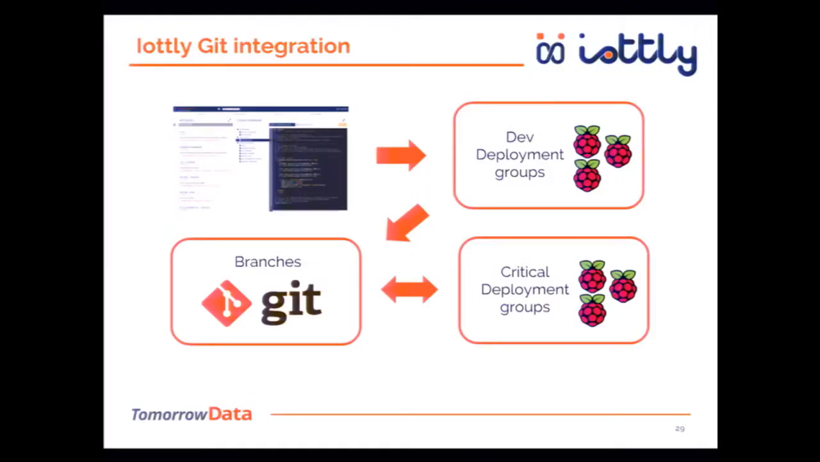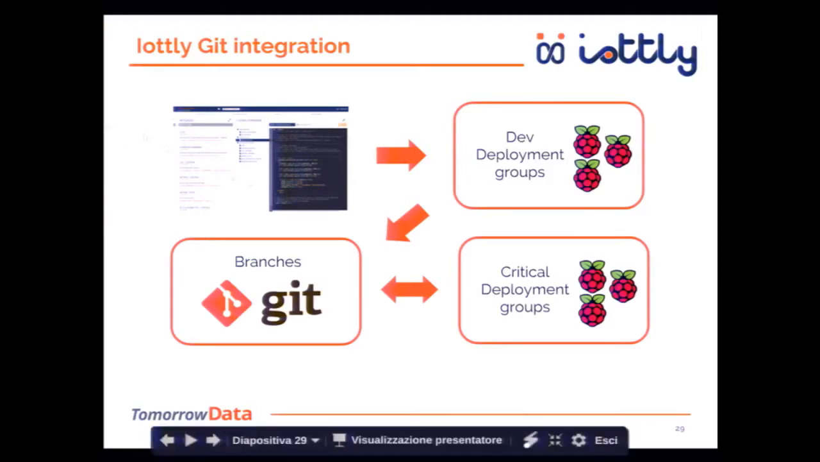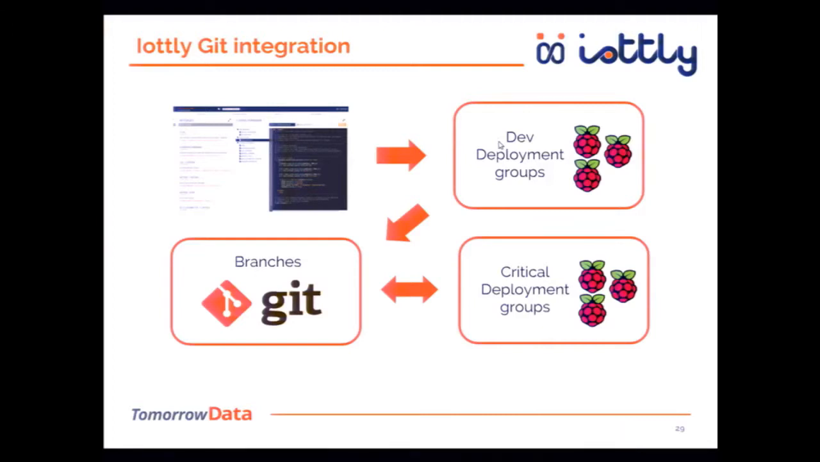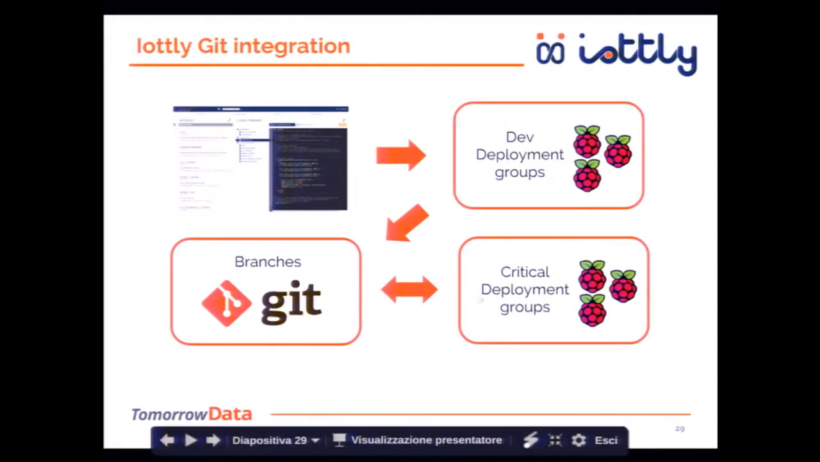We have the coding. We have this concept, which is necessary in the Internet of Things, of deployment groups. Deployment groups are groups of devices with a certain level of importance, let's say. So you can have development deployment groups in which you just ship the code without thinking too much about what you're shipping. And then you have critical deployment groups. The interesting part is that critical deployment groups are bound with Git branches, while development deployment groups are just like your working area in Git.